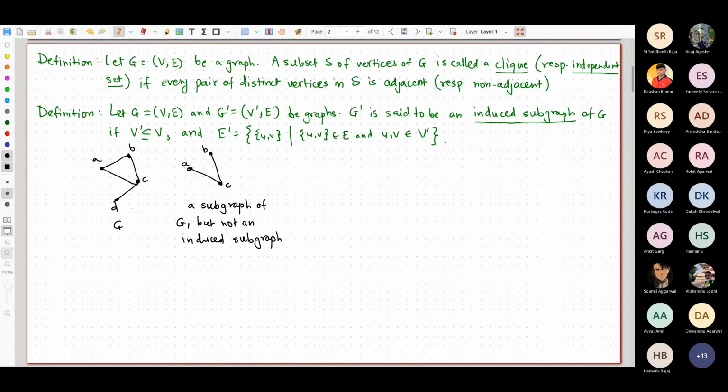But why is it not an induced subgraph? Because the vertex set of this is ABC, and we have not taken all edges of the original graph whose endpoints are in the set ABC. In particular, we have missed out this edge, which is why this is not an induced subgraph. Whereas something like this is an induced subgraph.